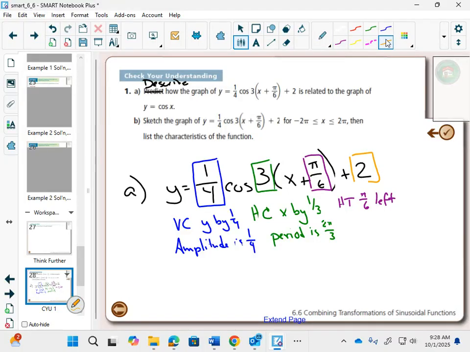And finally, the 2. In transformations, we would say that's a vertical translation, 2 units up. And this tells us that we have a sinusoidal axis at y equals 2.